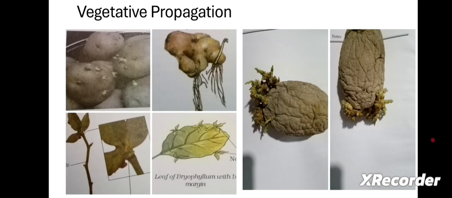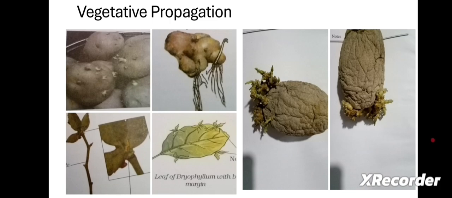Take a fresh potato and observe the scars on it with the help of a magnifying glass. You may find a notch or bud in them. These scars are also called eyes. Cut the potato into small portions, each with an eye, and bury them in the soil.